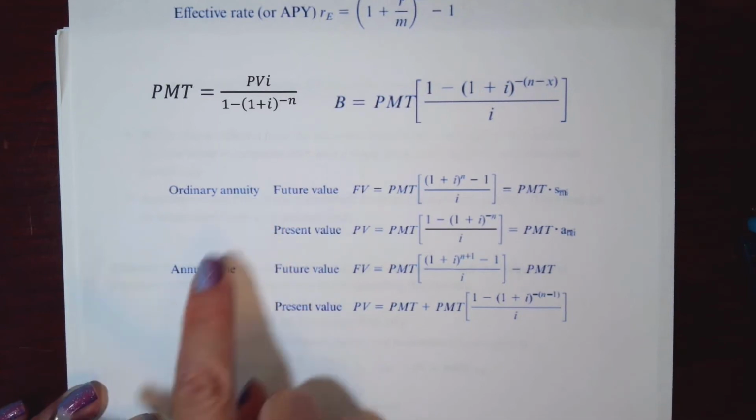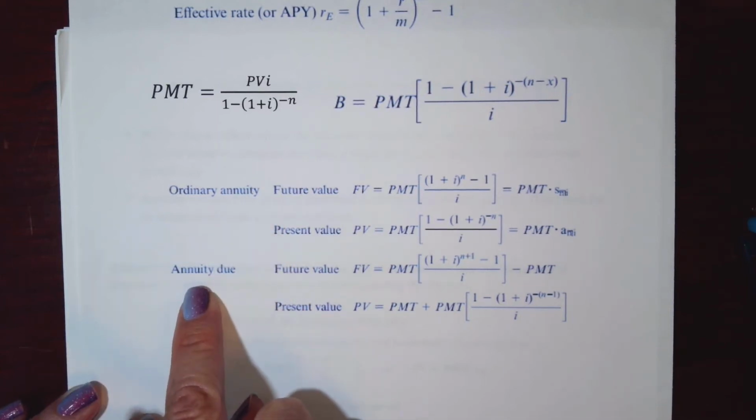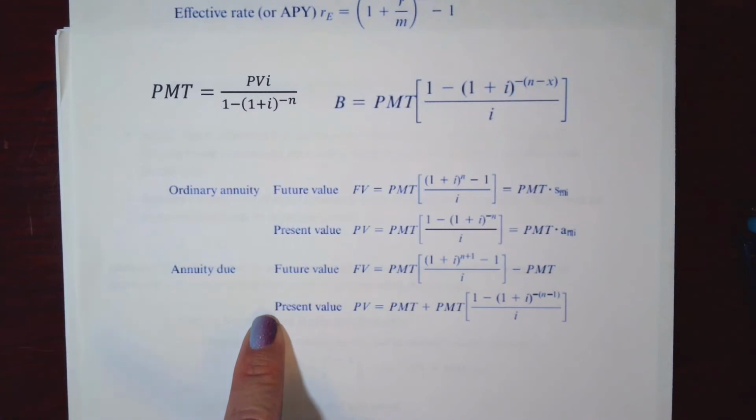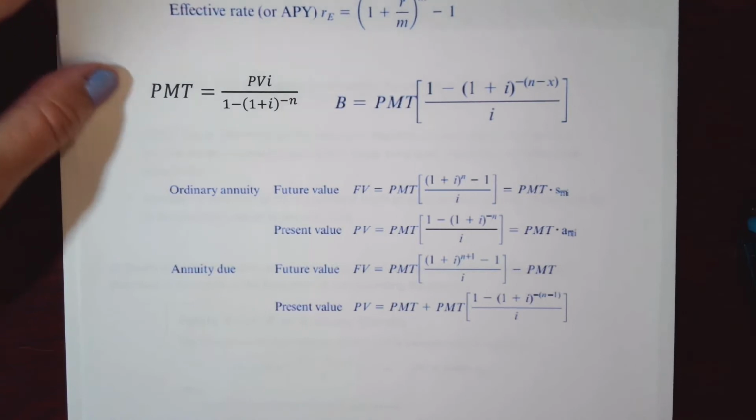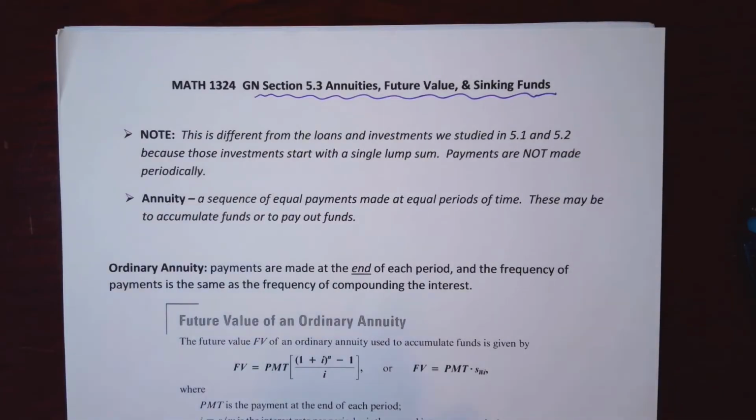Future value, present value, and then annuities due, future value, present value. I think that we actually cover, well, we'll see. Let's work through and see what all we cover today in 5.3.